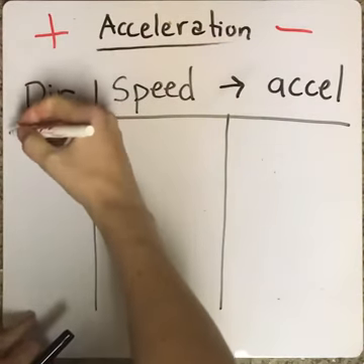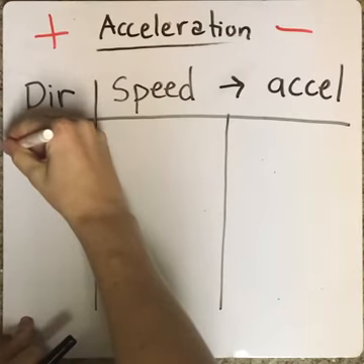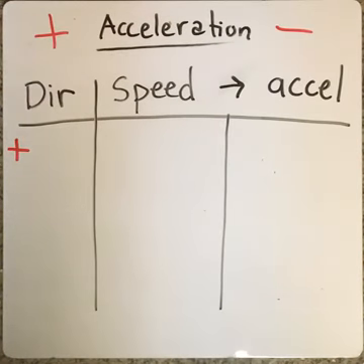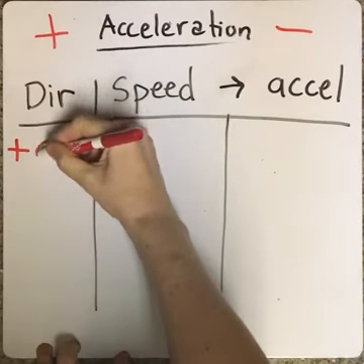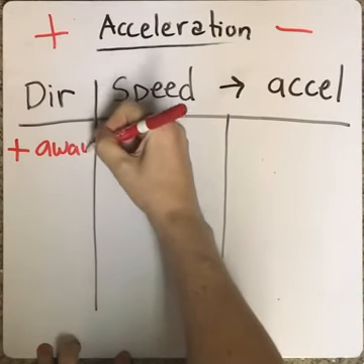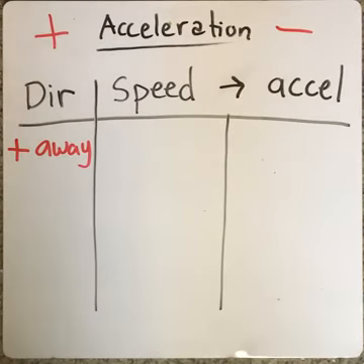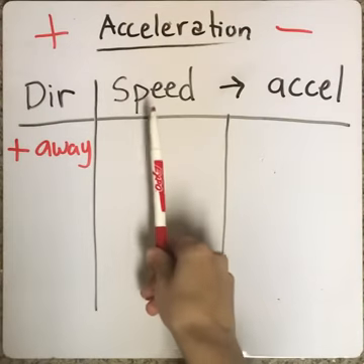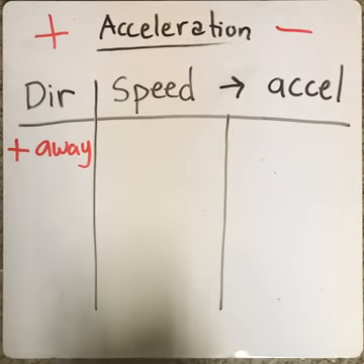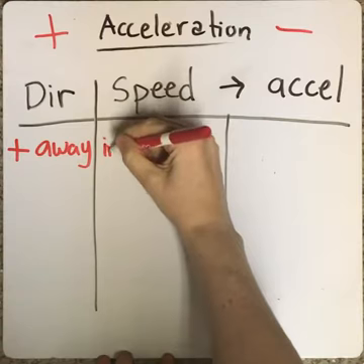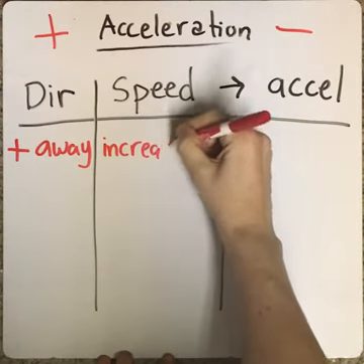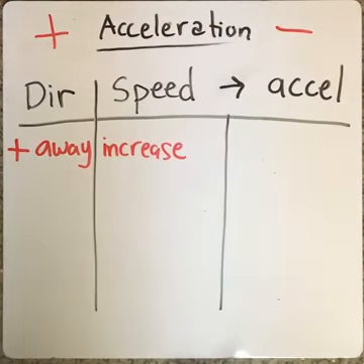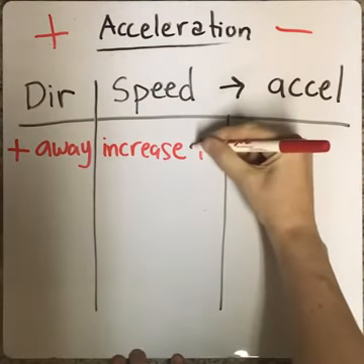Let's say that you are moving in the positive direction. Remember that the positive direction is associated with the word away. So you are going away from the reference point. Meanwhile, your speed is increasing. In other words, it's getting faster. For increasing, I'm going to use a plus sign.